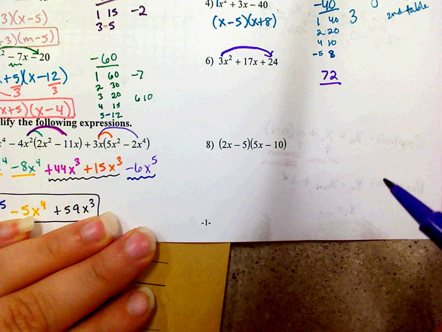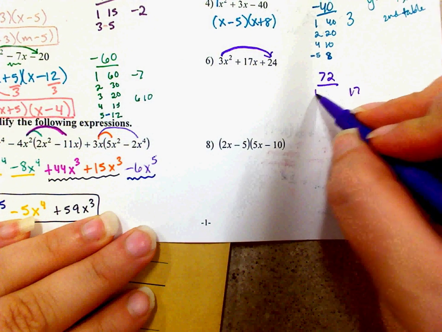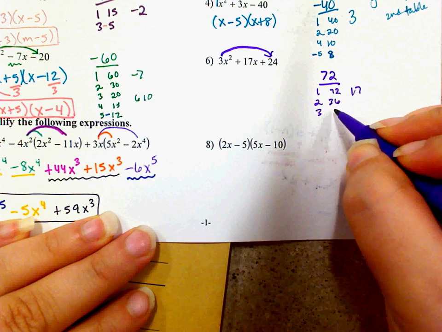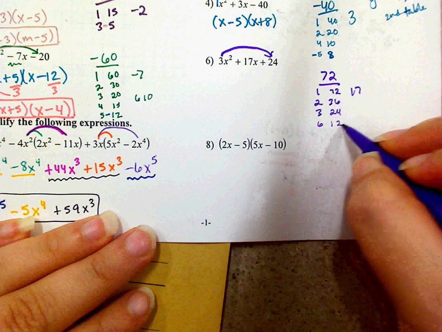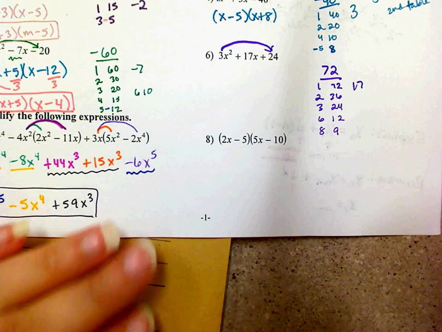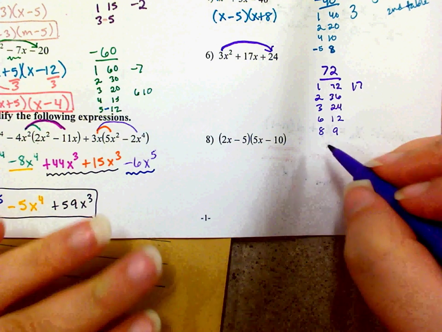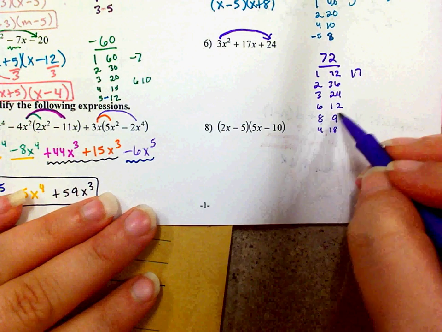I've got 1 and 72, 2 and 36, 3 and 24, 6 and 12, I agree. 8 and 9, I agree. There might be more, because you got 4 and 18. Yeah. But which ones add up to 17? 8 and 9. So I put x plus 8 and x plus 9.